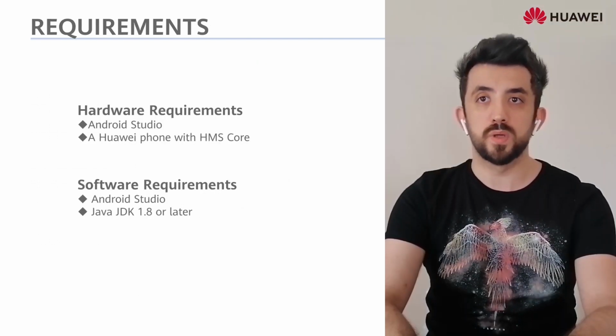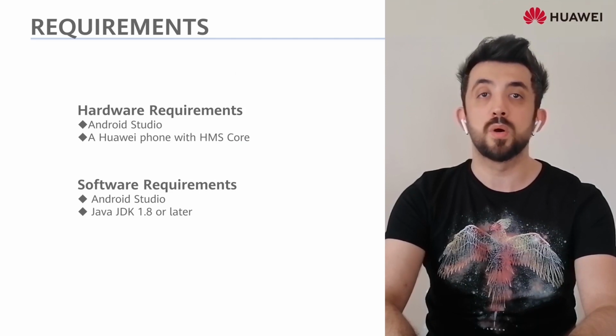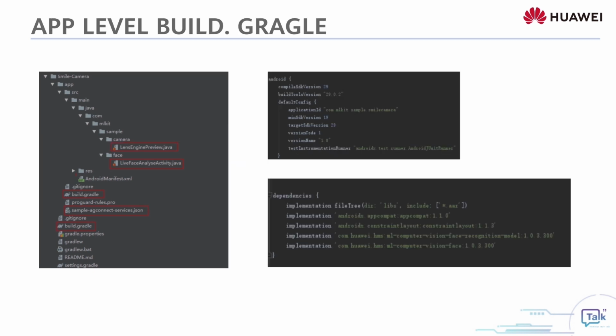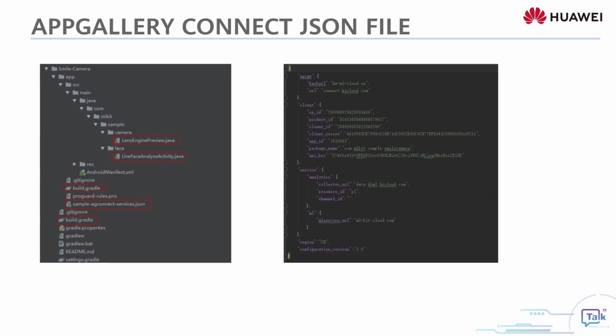Here you can see hardware and software requirements to implement Huawei ML Kit. First, you need to add AGC Connect JSON file from the developer console into your app. In project level build.gradle, we need to add Huawei repository. Next step is adding the list of dependencies into app level build.gradle. And finally, here we can see the AGC Connect example file. Now, let's switch to Android Studio and develop Smiley Camera app altogether.